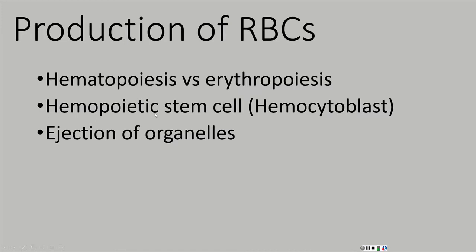So hemopoietic stem cells, or hematopoietic stem cells, also called hemocytoblasts. Remember, blast is a word that means to build or to make. So these hematopoietic or hemopoietic stem cells, these hemocytoblasts, are the cells that actually make erythrocytes. So they are functioning in erythropoiesis. And remember, once we've made these red blood cells, they're going to go through some changes, and at the very end, the organelles are ejected.